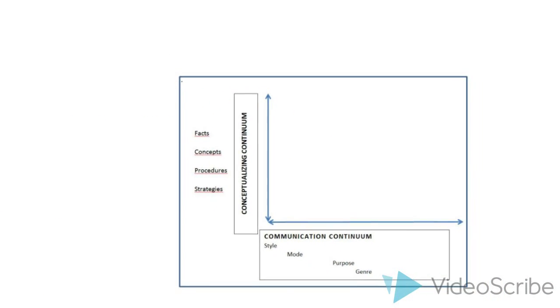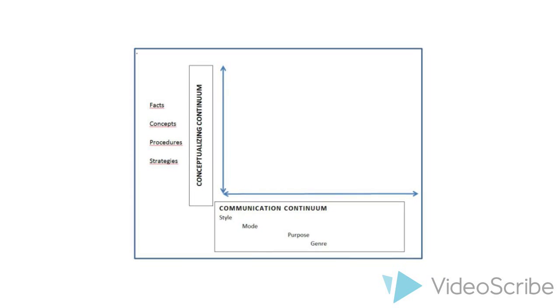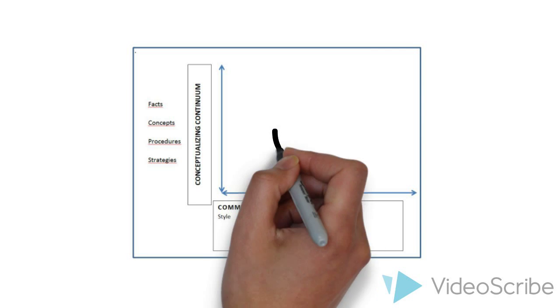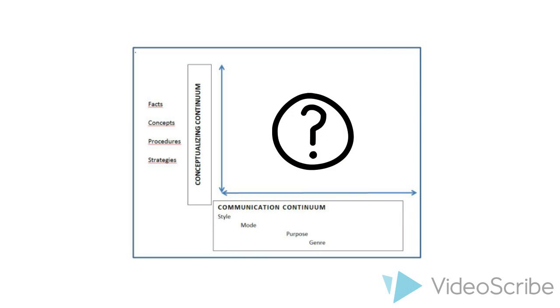We now have a framework which shows us that conceptual knowledge and communication interact, and how this is reflected in communication. But what is the space between those two axes? What happens in this space? This is where learning progression can be represented.